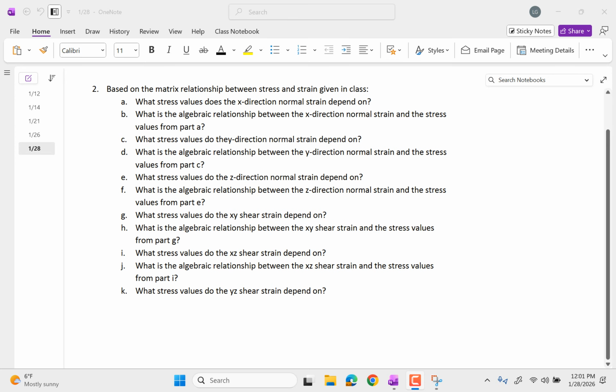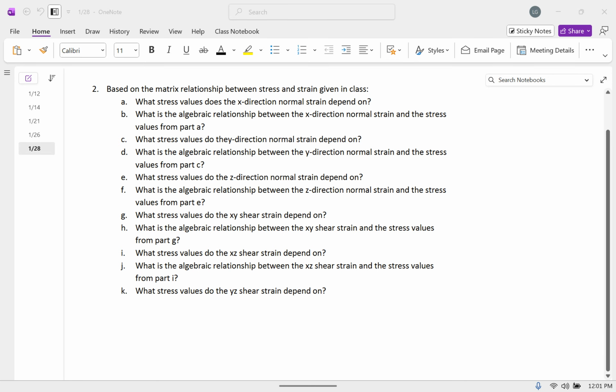So I gave you the matrix relationships between stress and strain. And then it just asks a lot of questions about the dependency. What it's really asking is what stress values do you need in order to calculate a certain strain value? What if you're not given all of the stresses? Are there any strain values that you could still calculate? So let's think about that.